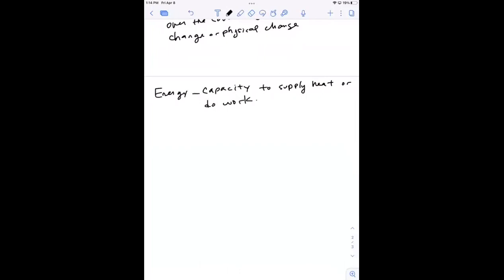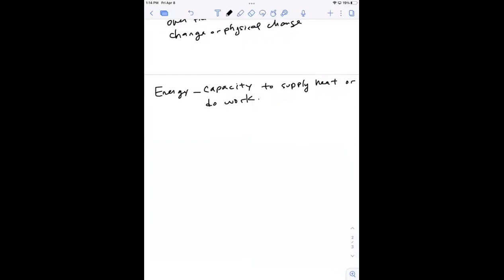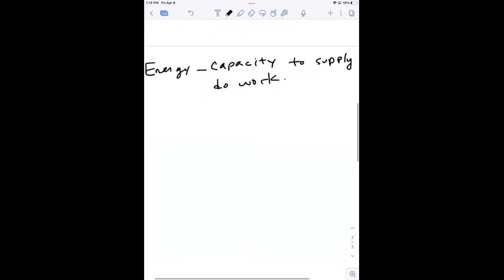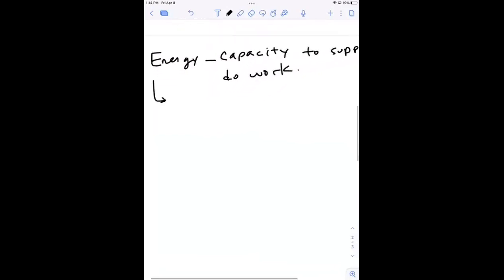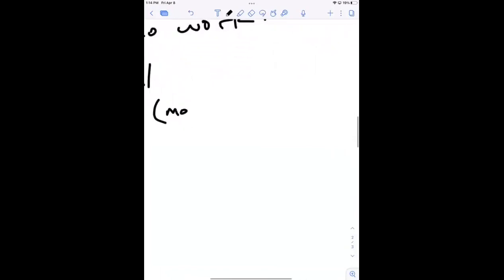I'm sure you heard this already when you took your high school chemistry class. There's potential energy, and then there's kinetic energy. Kinetic is associated with motion. Potential is associated with the position of something, some matter.